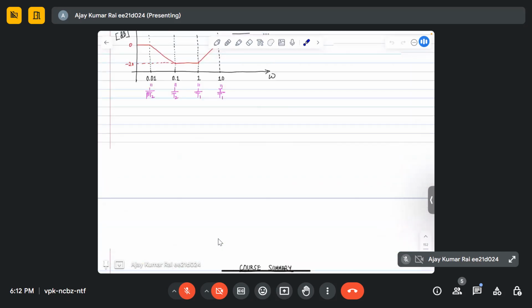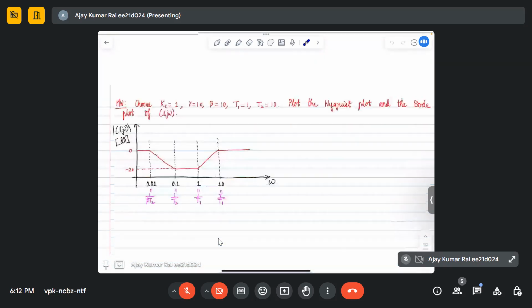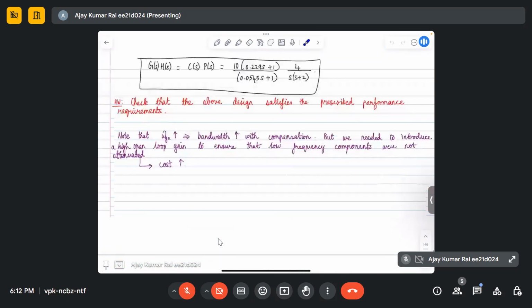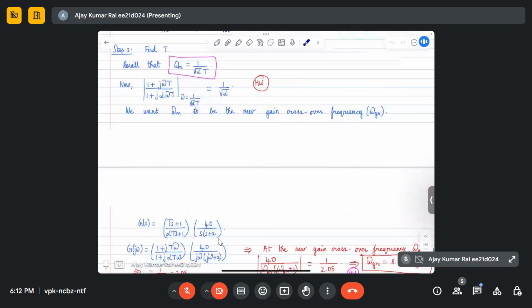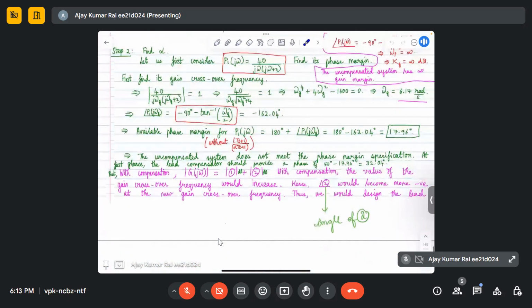So, course summary. Any doubt you had in the theory part? Anything you wanted, or any doubt while you were seeing the example problem that was discussed in the class?